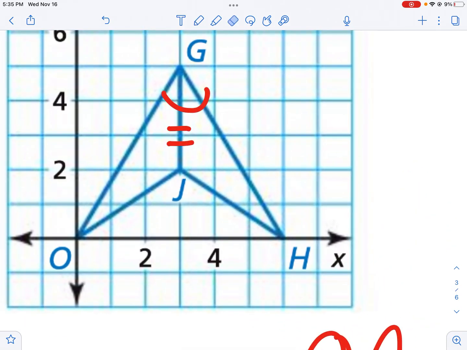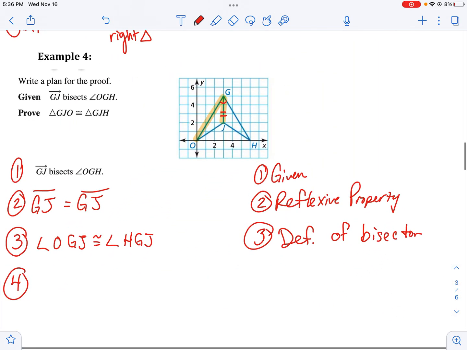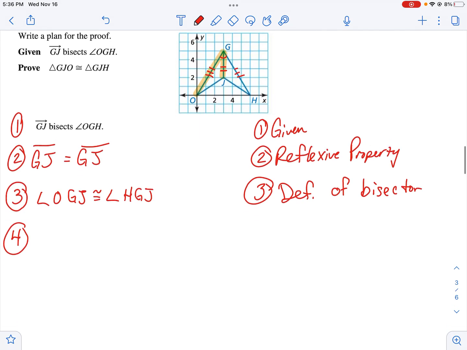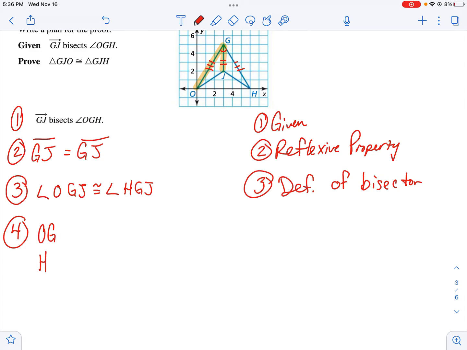So now I have these parts of my triangle. What I want is to prove congruence. Now I could do another pair of sides with the distance formula, and a third pair of sides with the distance formula, and I could get side, side, side, but that feels like a lot of work, and I want to be lazy here. I want to be efficient. So I'm going to try to prove side angle side congruence, which means I need OG to be congruent to HG. So I'm going to try to prove that OG and HG are equal. I'm going to use the distance formula.